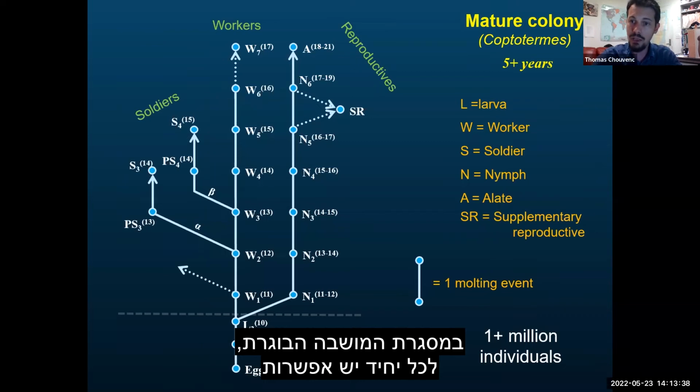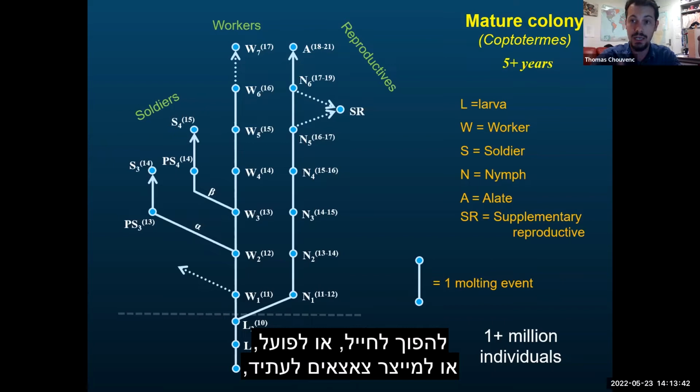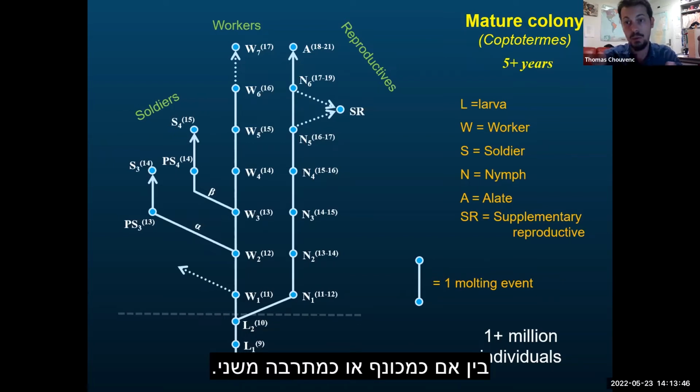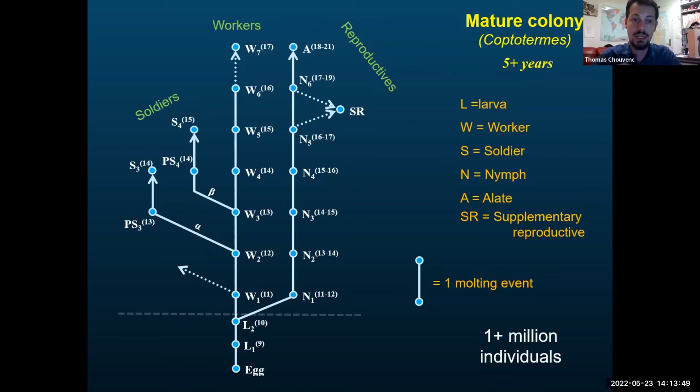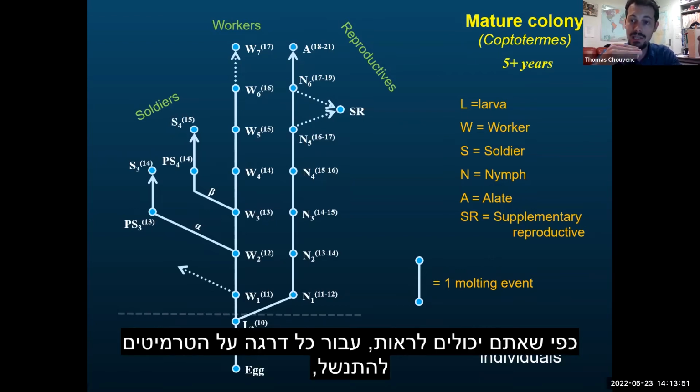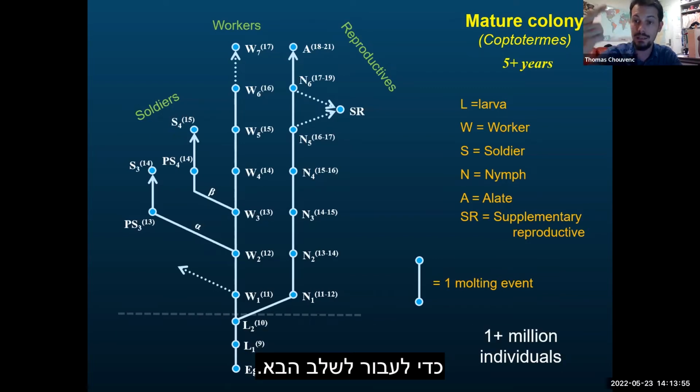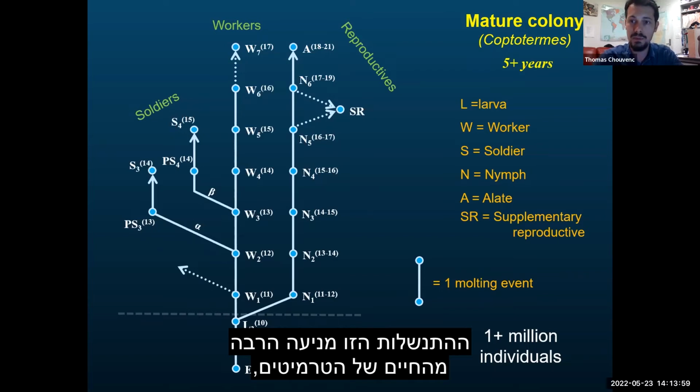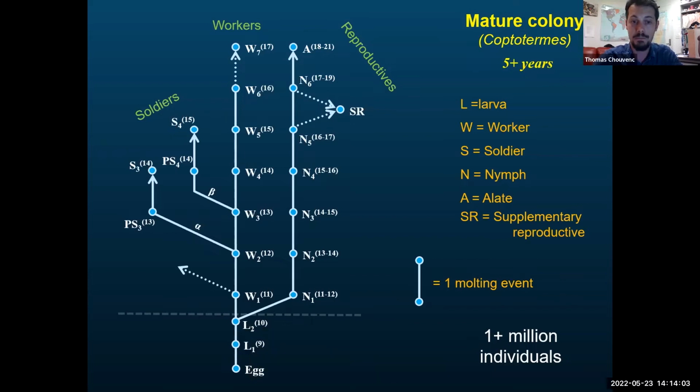So within a mature colony, each individual has a chance to become either a soldier, a worker, or a future reproductive, either as an alate or a secondary reproductive. And as you can see, at each stage, the termite has to molt to be able to go to the next level, basically. And this molting behavior drives a lot of the biology of termites here.